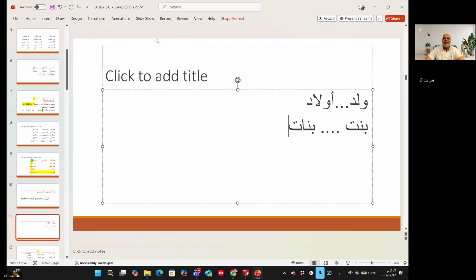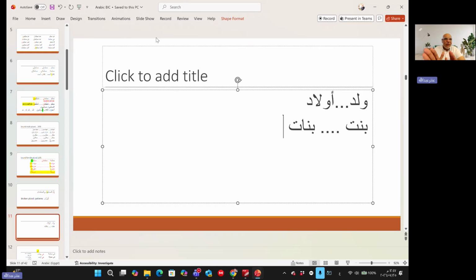Banat. So it ends in alif ta, but it is still not female plural. Why? Because we dropped the first ta. If we were just adding something, we would say bintat. So we dropped a letter. Because you dropped the letter and you added alif ta, it is broken. It doesn't follow the rule.